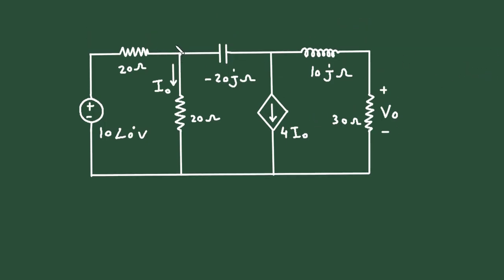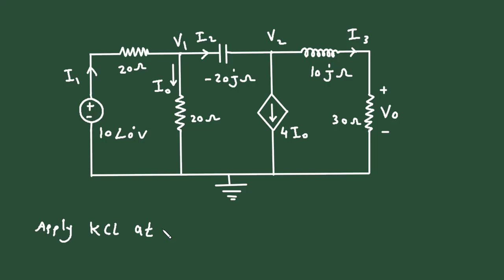Now let's assume this as node V1 and this as node V2. Also consider this as a reference node. Let's say this is current I1. This is current Io. This is current I2. And this is current I3. Now we can apply KCL at node V1.